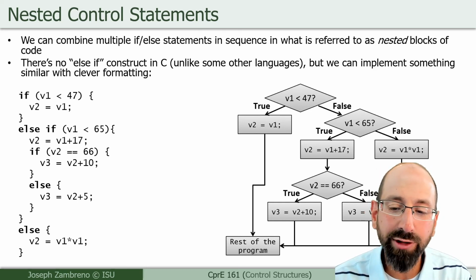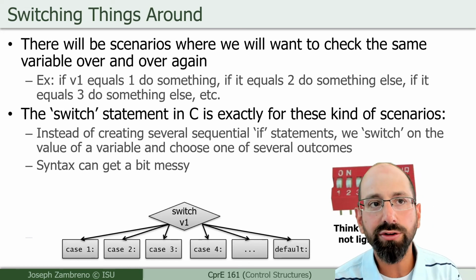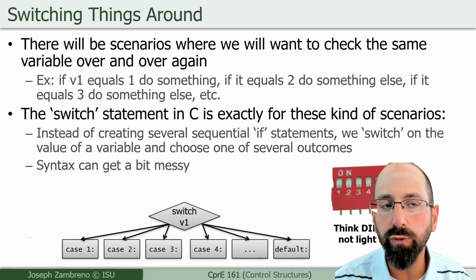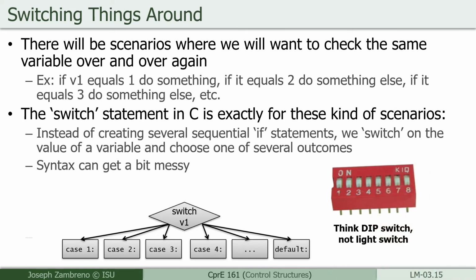And finally, the last thing I want to touch upon is the switch statement in C, because there are going to be scenarios in your code where you're going to want to check the same variable over and over again. Just for example, if v1 equals 1, do something. If it equals 2, do something else. If it equals 3, do something else, etc., etc. The switch statement in C is exactly for those kinds of scenarios. And I do want you to think in terms of a dip switch versus a light switch. It's not just on-off. It's a set of on-off values that you're really selecting based on a number.